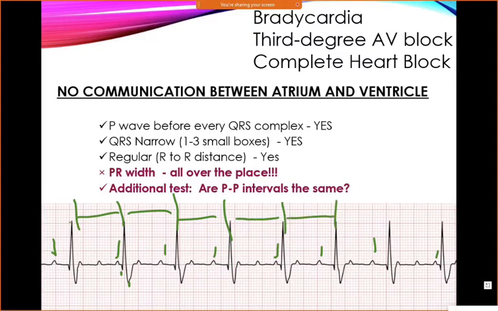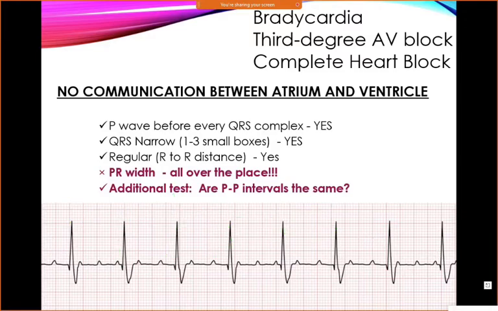So now we're going to go to our test, our PR width. Remember, we're either consistently elongated for first degree block. For second degree, we're longer, longer, longer than you drop, or we are same, same, same, and then we drop. We never have a dropped beat here. So let's look at our PR interval and see if we can get it. So we look at this one. Let me clear this out.